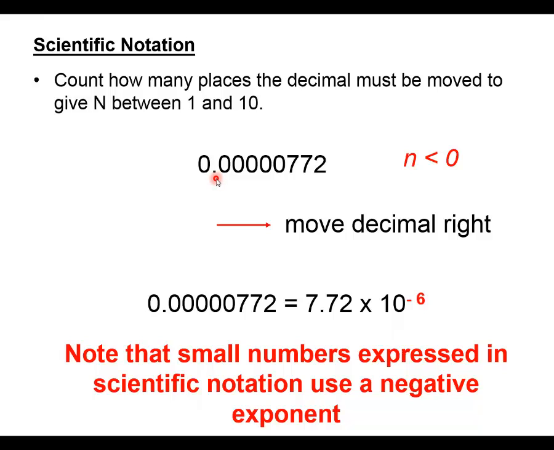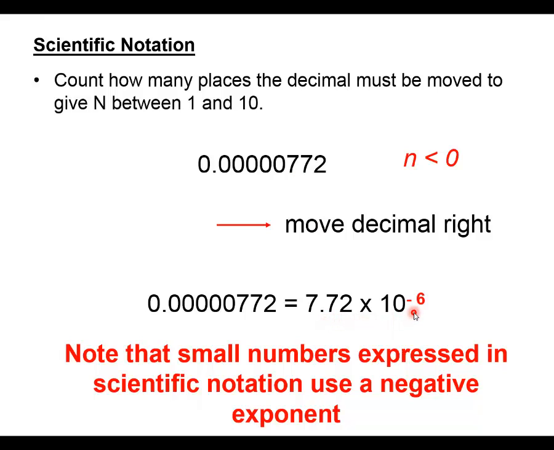I need to move it to the right until I get a non-zero digit and a value that's between 1 and 9 before the decimal point. So I'm going to move to the right 1, 2, 3, 4, 5, 6 times to the right. So I get an exponent that's going to be a 6 here, but since I moved to the right because it was a very small number, we need to put a negative 6 for my exponent. So I'd rewrite this number as 7.72 times 10 to the negative 6.